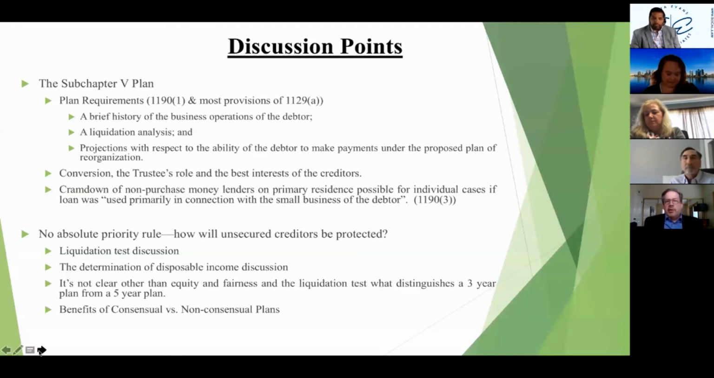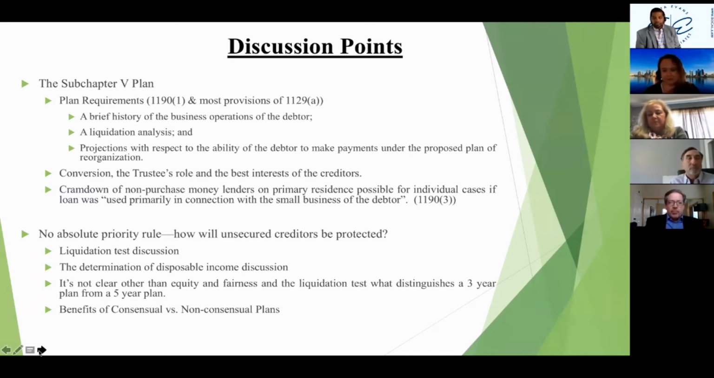So there's all sorts of permutations to this test, used primarily in connection with the small business of the debtor, that are going to be a whole wide range of possibilities that can come up and be litigated. And I think the lenders will probably in most instances be motivated to prevent modification of their loan, which can include stretching out payments, a lower interest rate, or even a bifurcation between secured and unsecured status. I think lenders are going to be motivated to avoid that. That was helpful. Thank you.